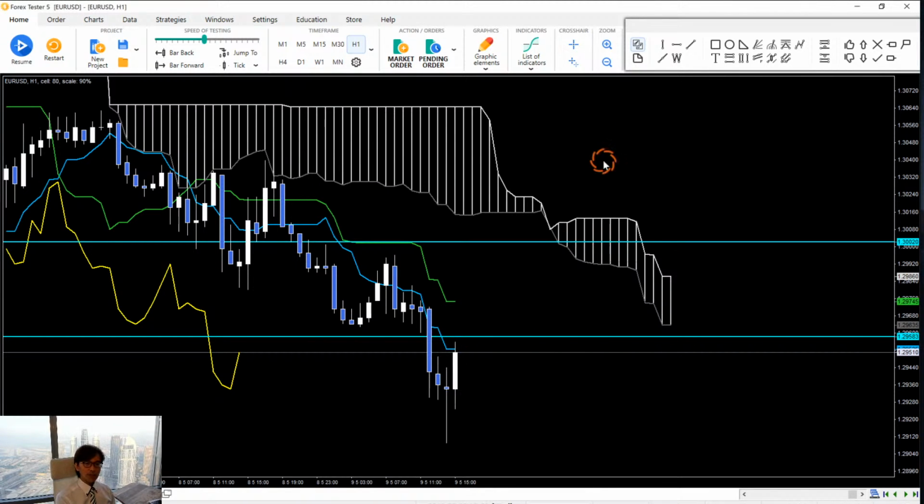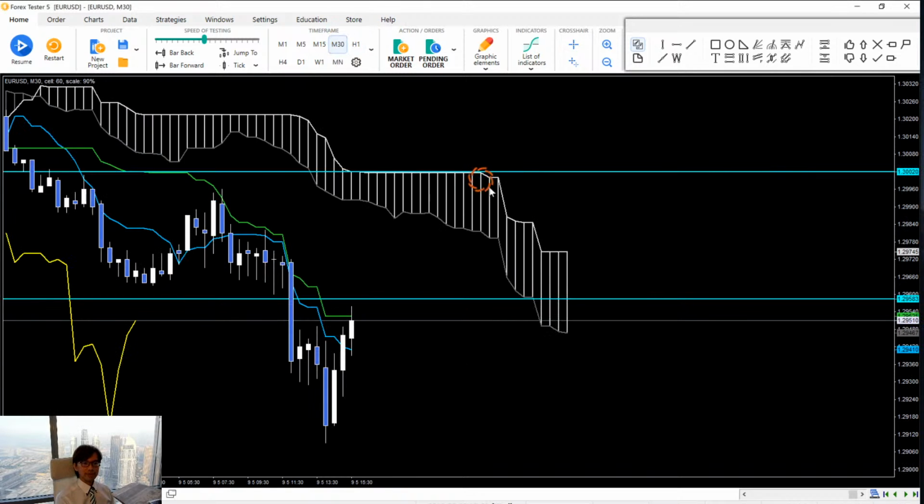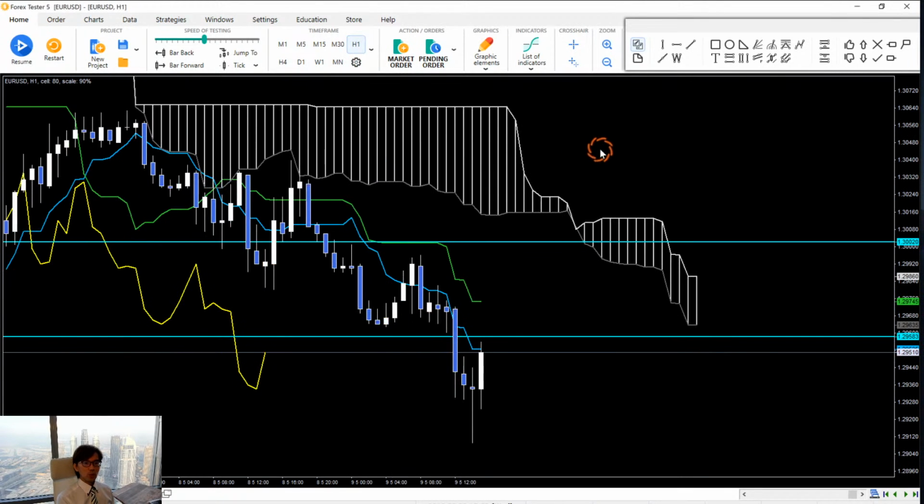So let me switch it to the 30-minute chart. Okay, in the 30-minute chart, this is also flat Kijun-sen and flat Kumo. So we have to wait until they point down. So let me switch back to the 1 hour chart and move the candles one by one based on the 1 hour chart.